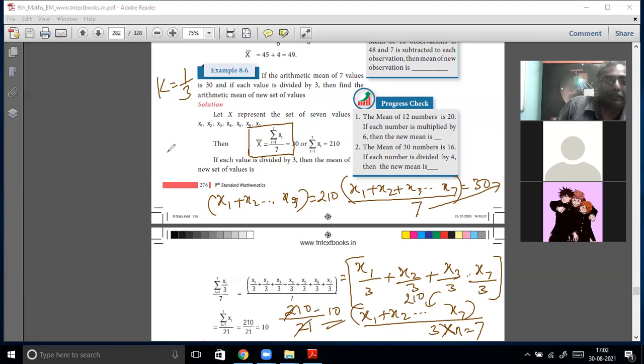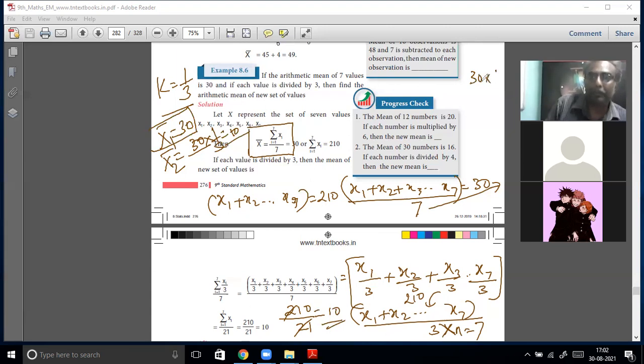So we found that k is equal to 1/3. Original mean is equal to 30. New mean is equal to 30 into 1/3, that is equal to 10. So already you should know the answer. Original mean is 30, k is equal to 1/3, everything is multiplied by 1/3, then the new mean will be 30 into 1/3, which will be 10. So you must get the answer 10. If you get some other answer, it is wrong.